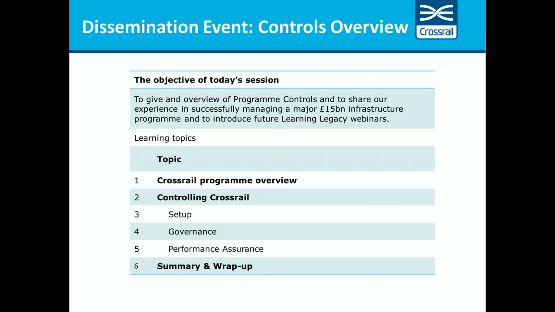So what's the purpose of this particular dissemination event? Well, I want to give an overview of program controls on Crossrail. I'll be talking about how we have been controlling Crossrail through the setup phase. Then we'll go into governance and we'll talk a bit about performance assurance. And at the end of it, we'll have a summary and a wrap-up session. And as Tuli was saying, you'll all have opportunities to submit questions to us.